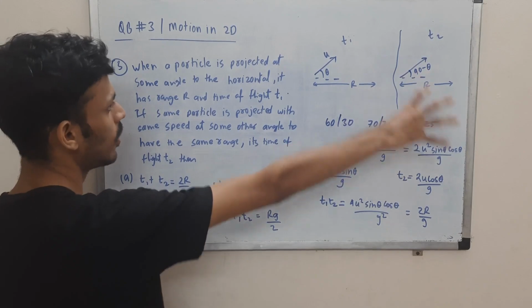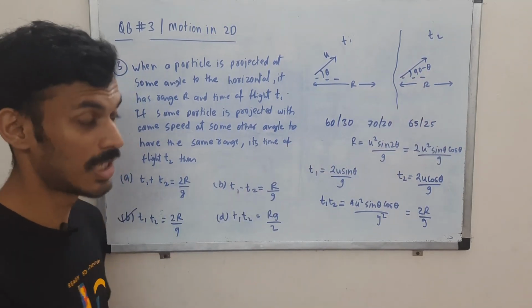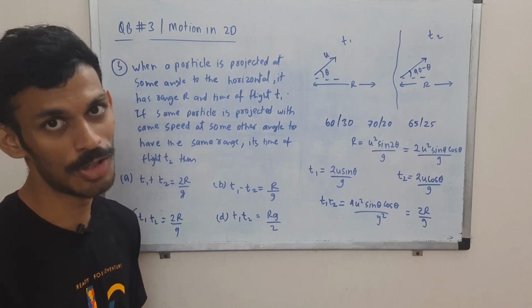Okay, the key concept was that two complementary angles, for the same velocity, will have the same horizontal range R.